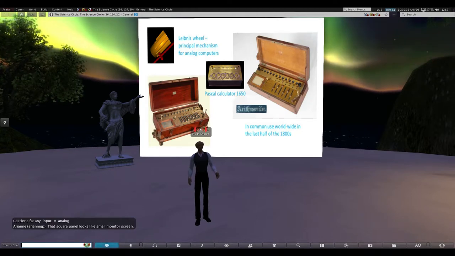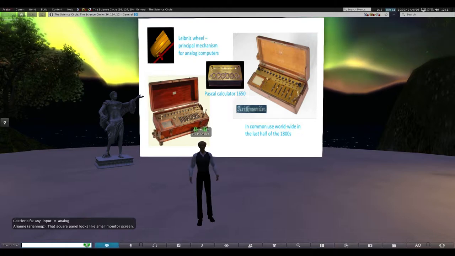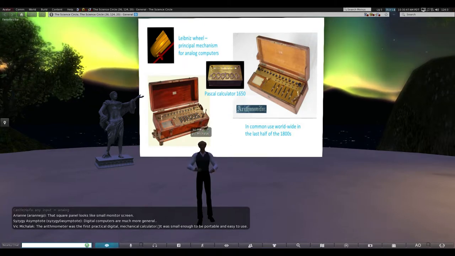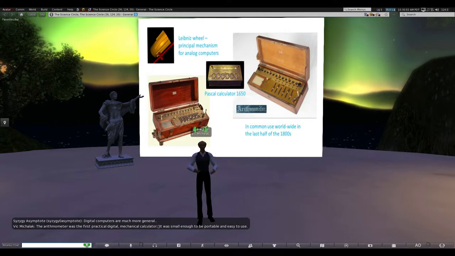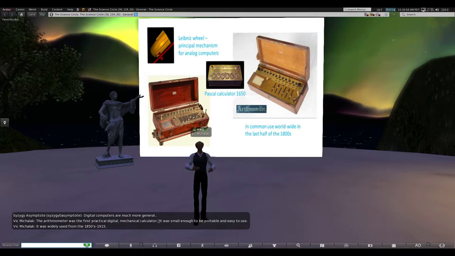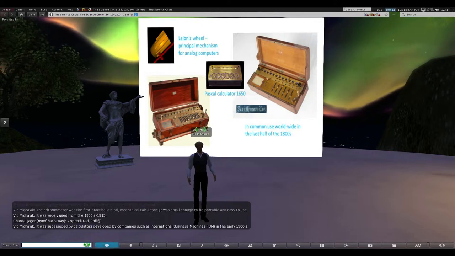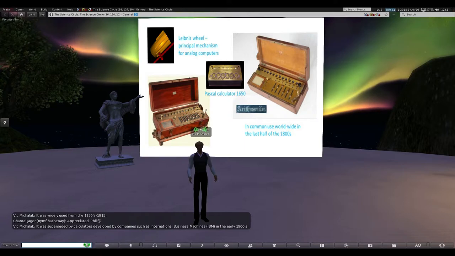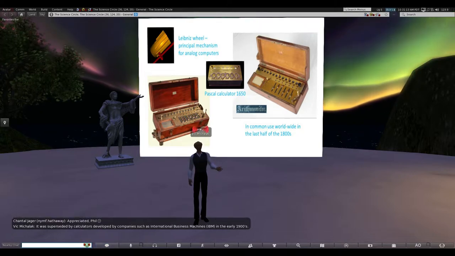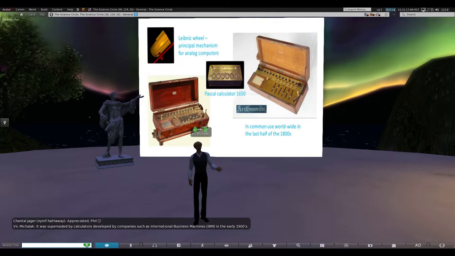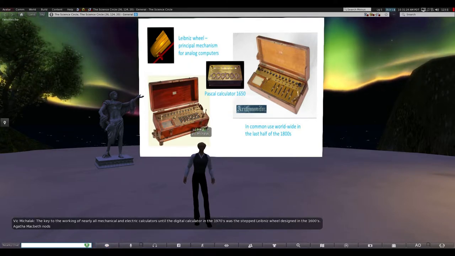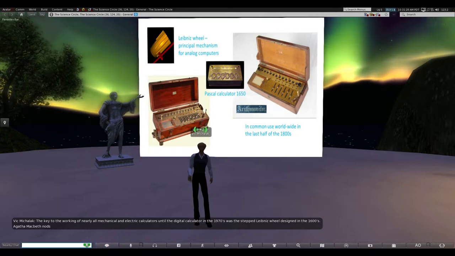And then, well, let me throw up some of the text here, because I'm talking, but for people that would like a more visual backup, this was called the arithmometer. Now, the reason why you don't see these after the World War I time period is it was superseded by calculators that were developed by companies such as International Business Machines, IBM, in the early 1900s. And I mentioned that the key to the working mechanism of these machines was this Leibniz wheel that was actually designed in the 1600s.